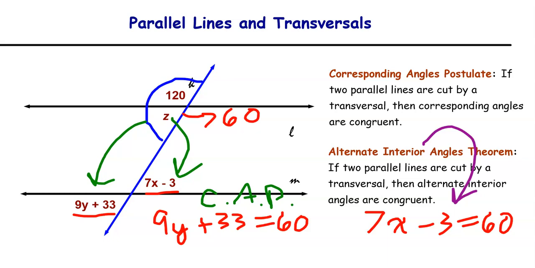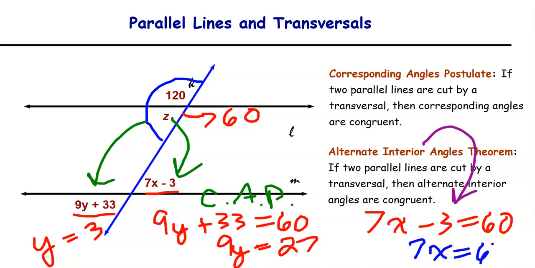So continuing along with solving these equations, if we're solving 9y plus 33 equals 60, that means that 9y is going to be equal to 27, and so therefore y is equal to 3. Now when we get to 7x minus 3, we add 3 to both sides, and we get to the fact that 7x is equal to 63, so x is equal to 9. And so using just the corresponding angles postulate and the alternate interior angles theorem, we can tell a lot about the angles that are in this diagram. And what your practice is going to be after this video is looking at a number of other different ways that we can talk about the relationships between angles that are created by parallel lines and transversals.